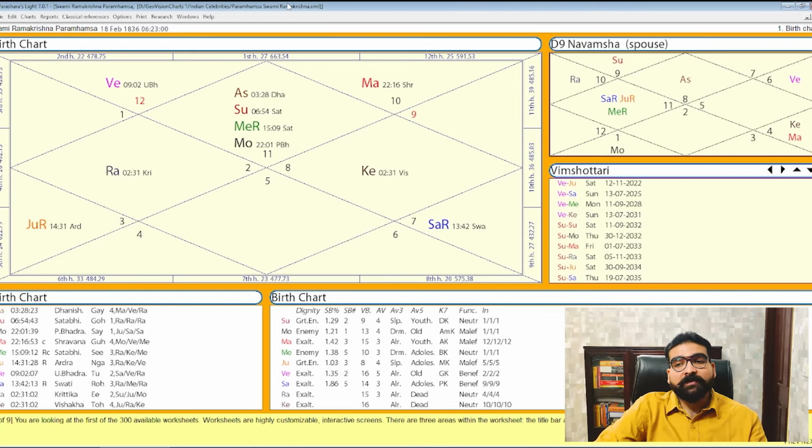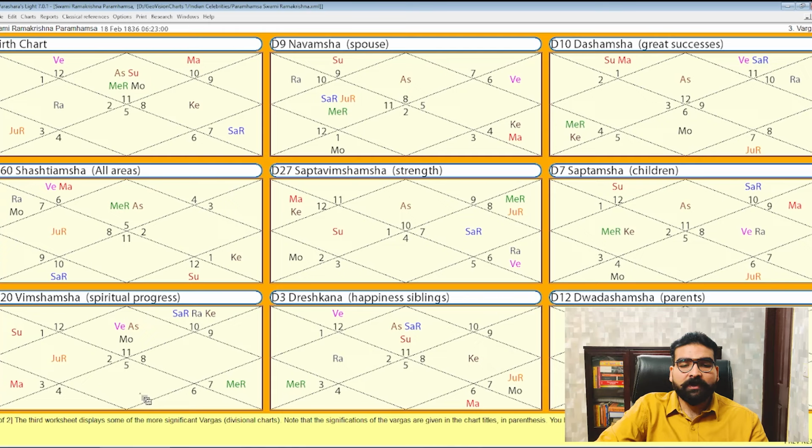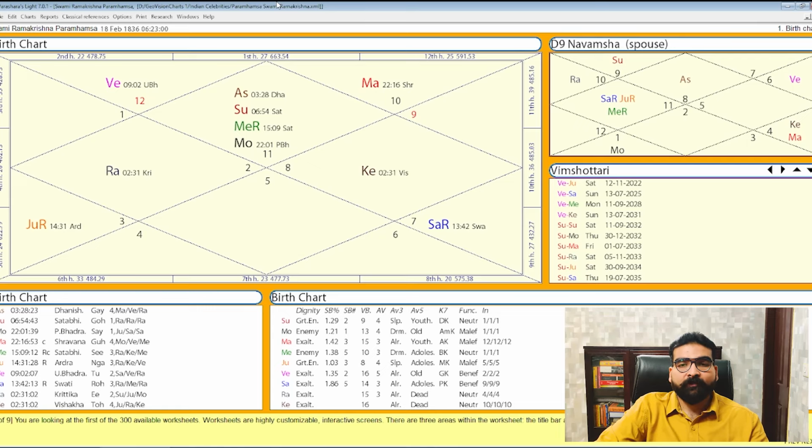So why was he obsessed with Kali, and why did he worship only Kali, and get the Siddhi of Kali? First of all, we'll see three charts: the birth chart, Navamsha chart, and D20. So what is the rule? We see certain planets. What are the planets? Atma Karak, Sun, Moon, Ascendant Lord, and Jupiter. You have to see them.